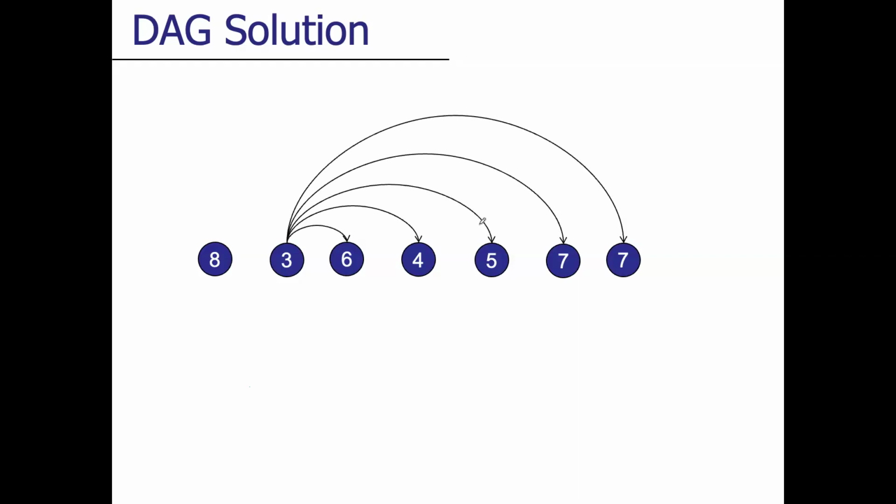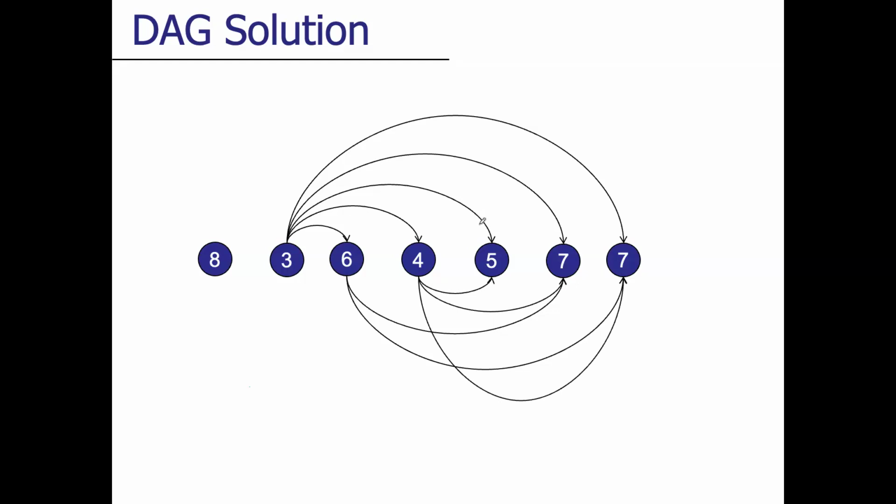So let's move on to node 3. There will be outgoing edges from node 3 to nodes 6, 4, 5, 7, and 7, right? These are the nodes that are bigger than node 3. Let's move on to node 6. There will be 2 outgoing edges from node 6 to 7 and 7, which are the last 2 nodes in this array. We keep building this graph. From node 4, I think there will be 3 edges, pointing from 4 to 5, 7, and 7. And from node 5, there will be 2 outgoing edges pointing to both 7s, right?